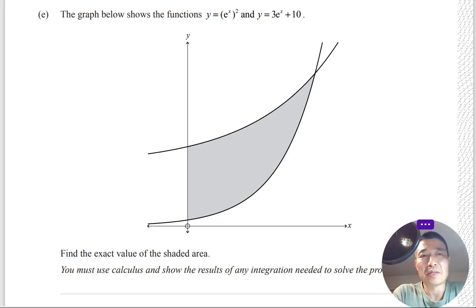Everyone, we are doing level 3 integration. Question E. This is a 2022.